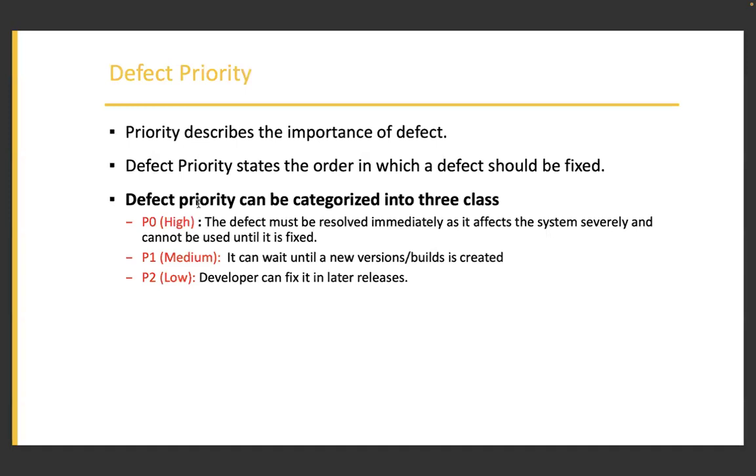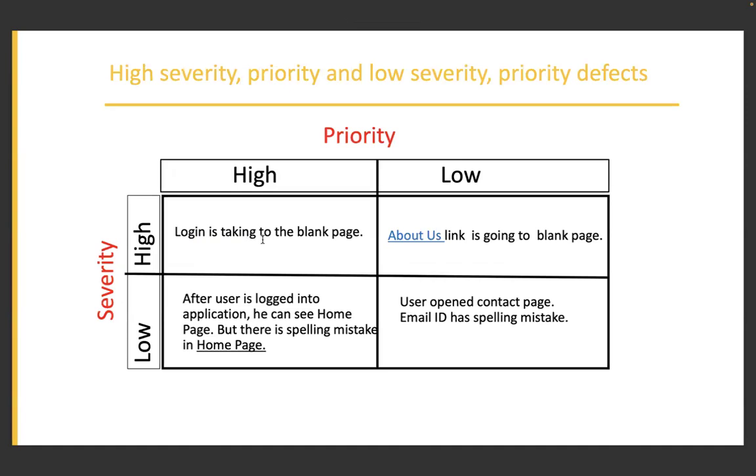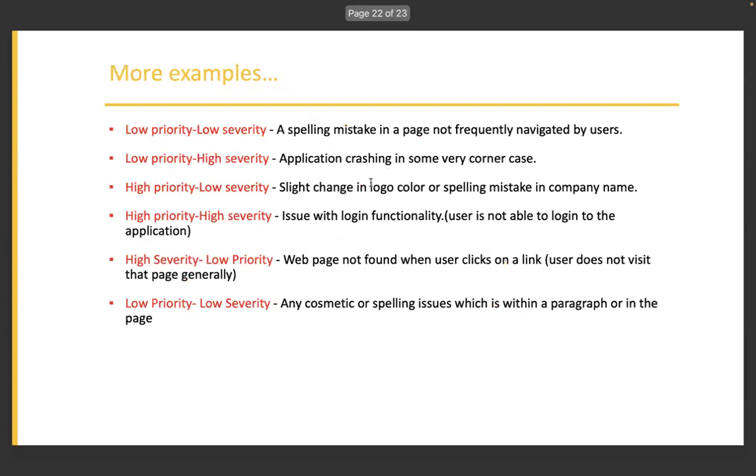Then we have the defect priority, guys: P0, P1, P2, P3. And then there is the classification between high priority and high severity. High priority, high severity: login is taking you to a blank page. High severity, low priority: the About Us page is going to a blank page. Low severity, high priority: after the user is logged in, he can see only the home screen, but the spelling on the home page is not correct. So all this is the classification between low priority, high severity, and so on. Total four combinations, and these are additional examples for them.